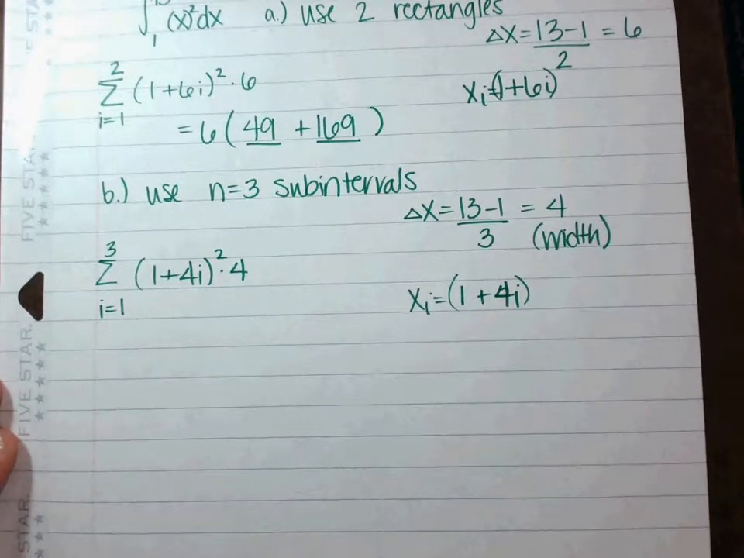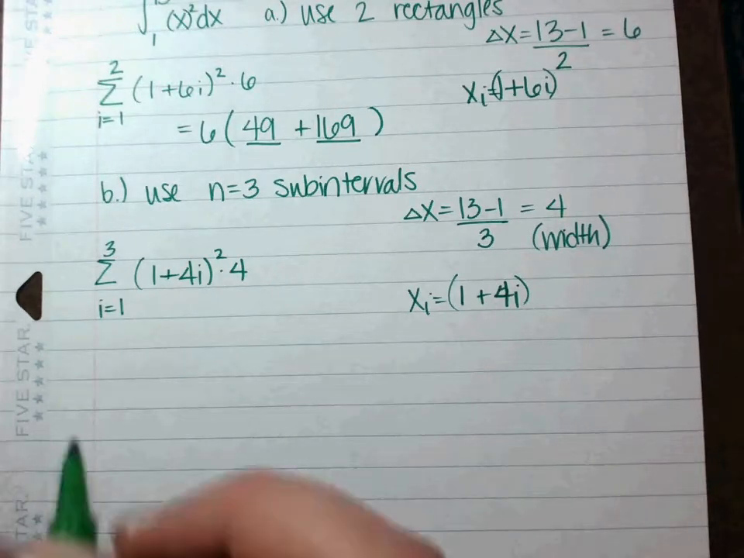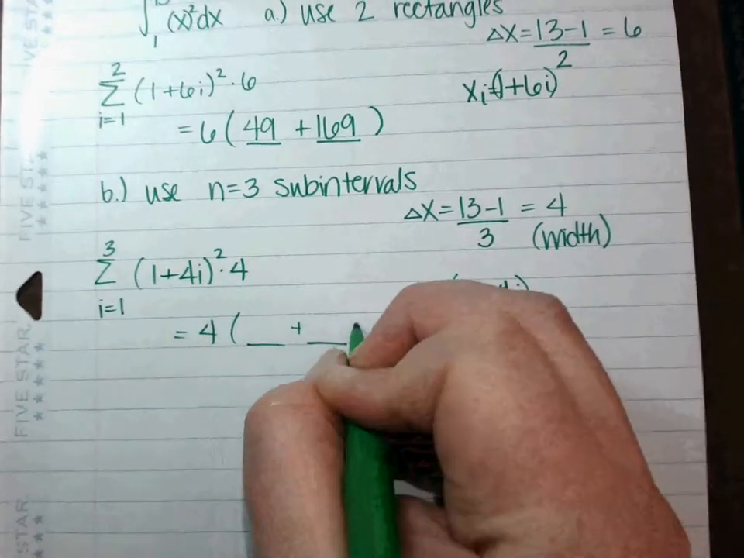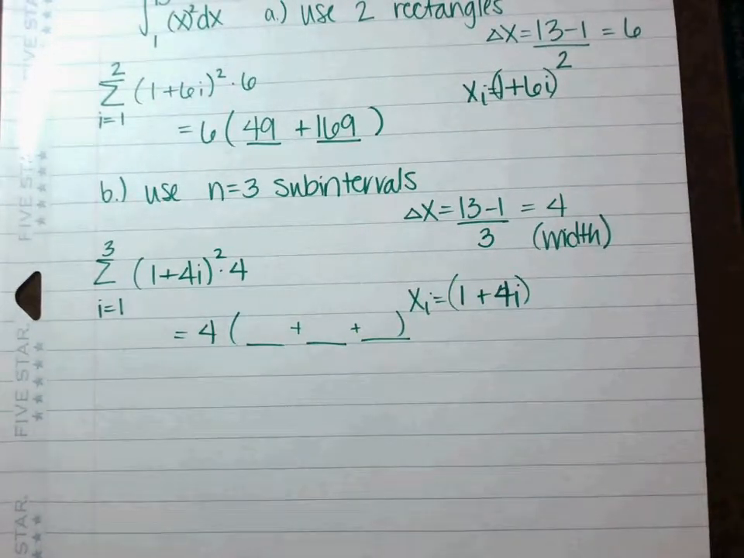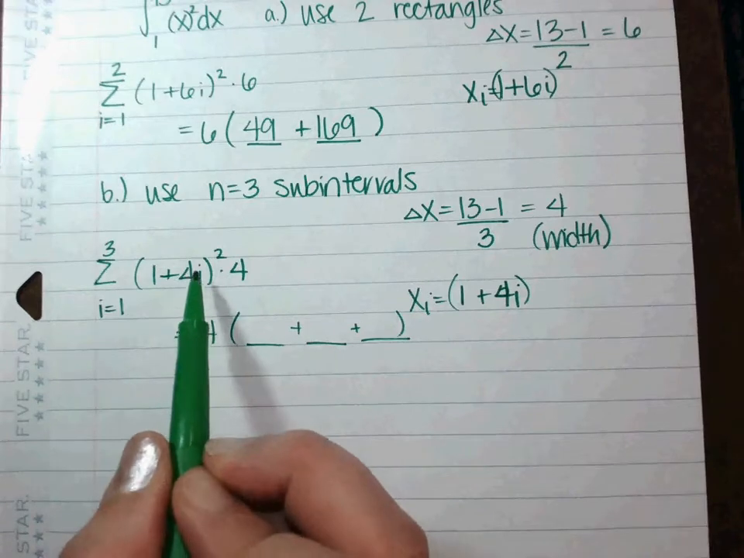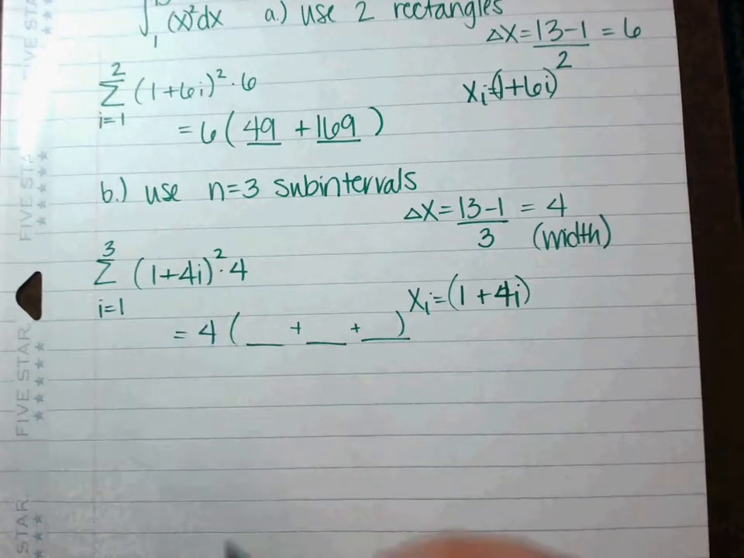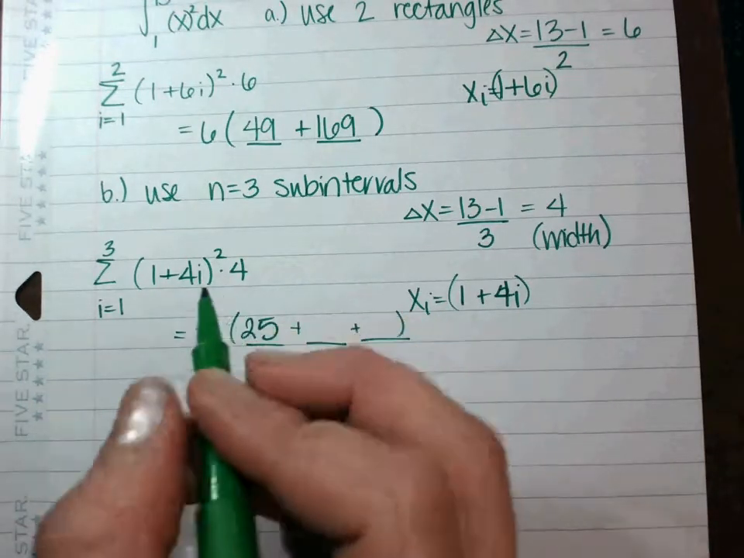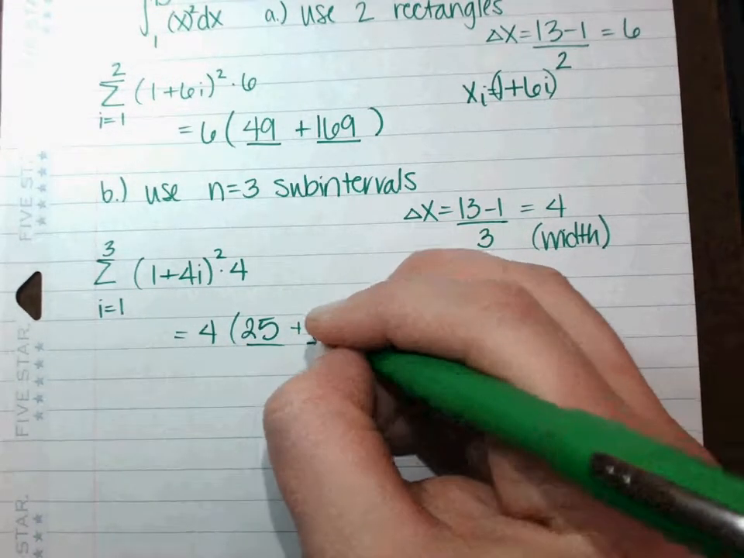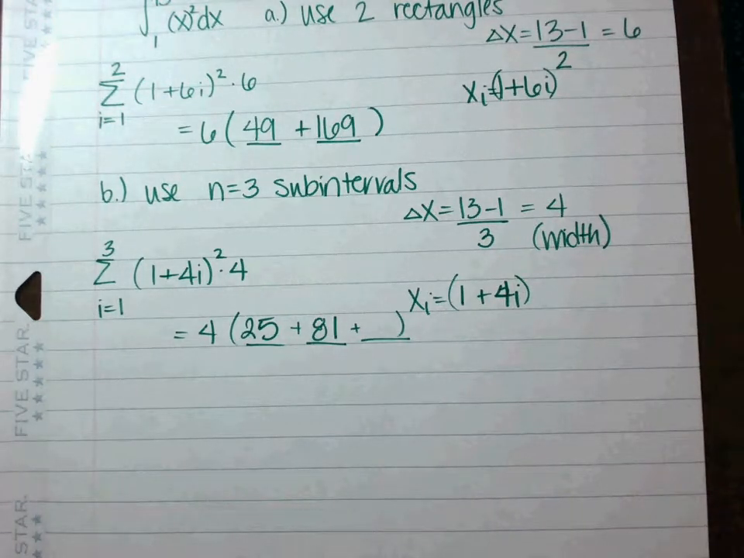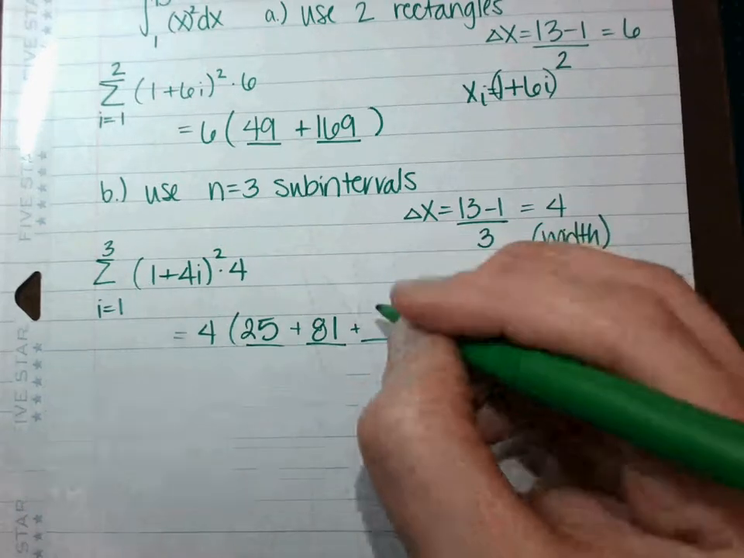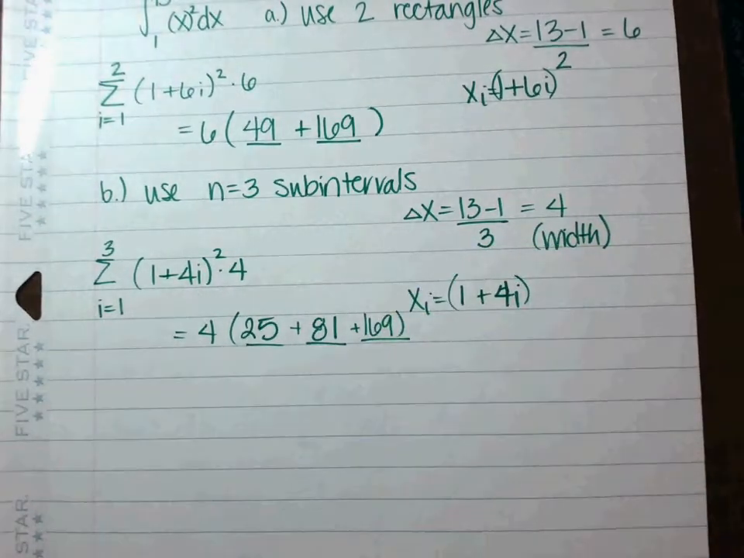How many numbers are we plugging in? 3. So we're going to shortcut. Go ahead and pull that 4 out. 1, 2, 3. Let's plug in 1 first. Okay, that'd still be a 4. 1 plus 4 is 5. 5 squared is 25. Plus 4 times 2 is 8, plus 1 is 9, squared is 81. Okay, next I'm plugging in my third one, so that'd be 12 plus 1 is 13, squared is 169. Okay, we're going to do one more, and then we're not going to keep doing this.